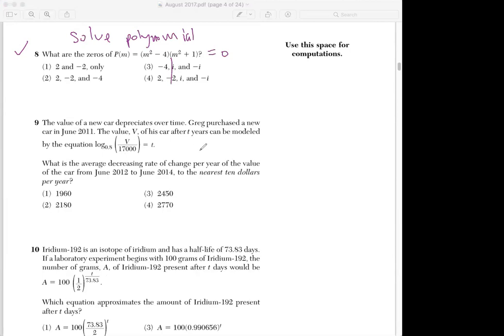This one looks like an average rate of change one. No, it's not. We don't know how to do this.